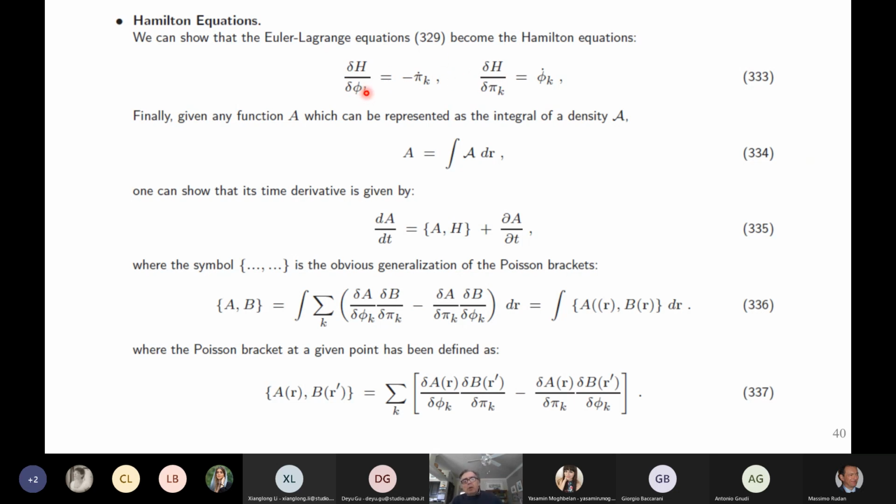Again, the k labels various possible fields that I can have. Fermions and bosons, whatever I have, a bunch of fields that I can have.